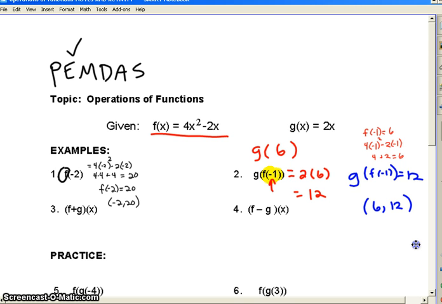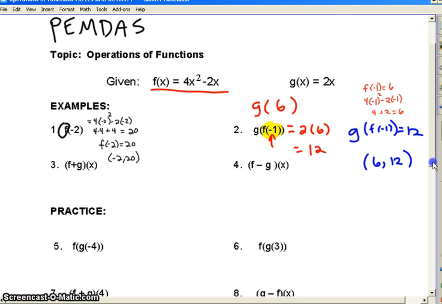So what's the real one? 6, 12? Mm-hmm. You have to write it like that. In this case, you can just write equals 12. But I'm just tying it all together so you can remember how to write it as an ordered pair. All right, number 3.